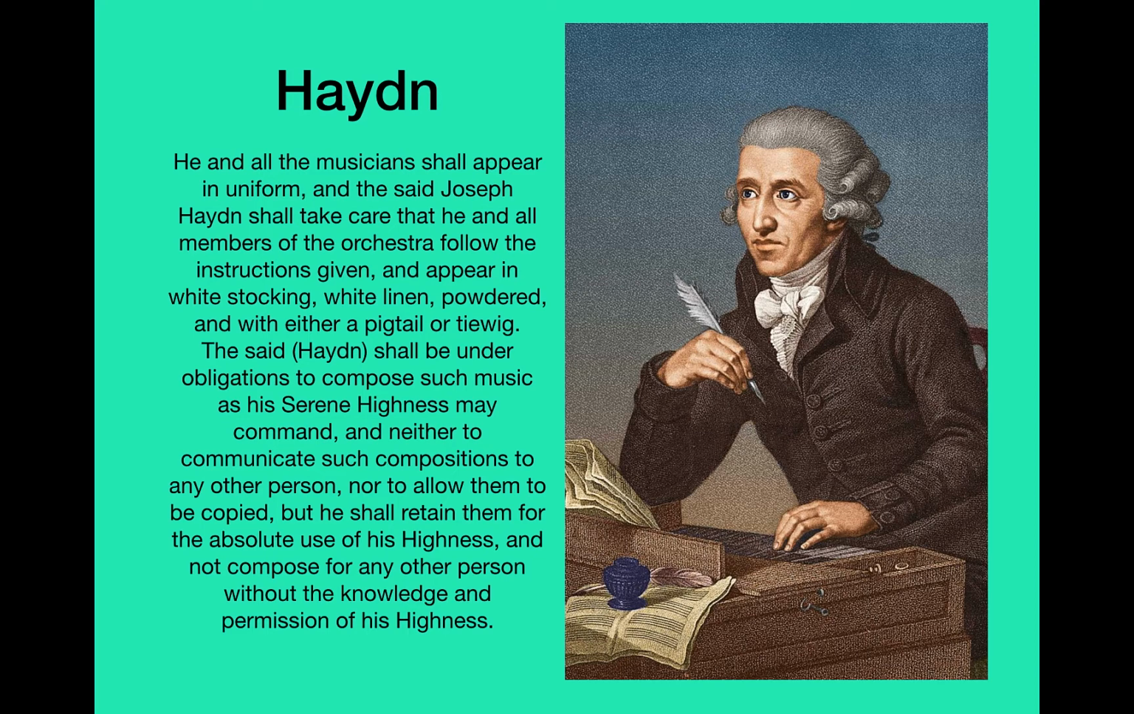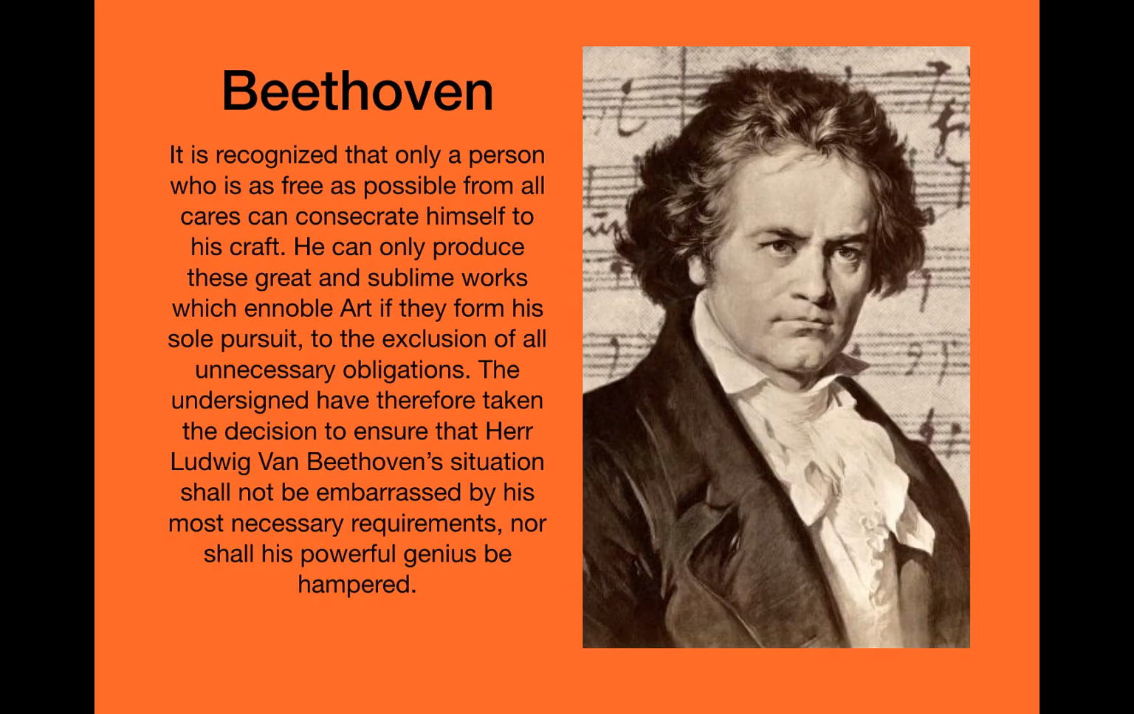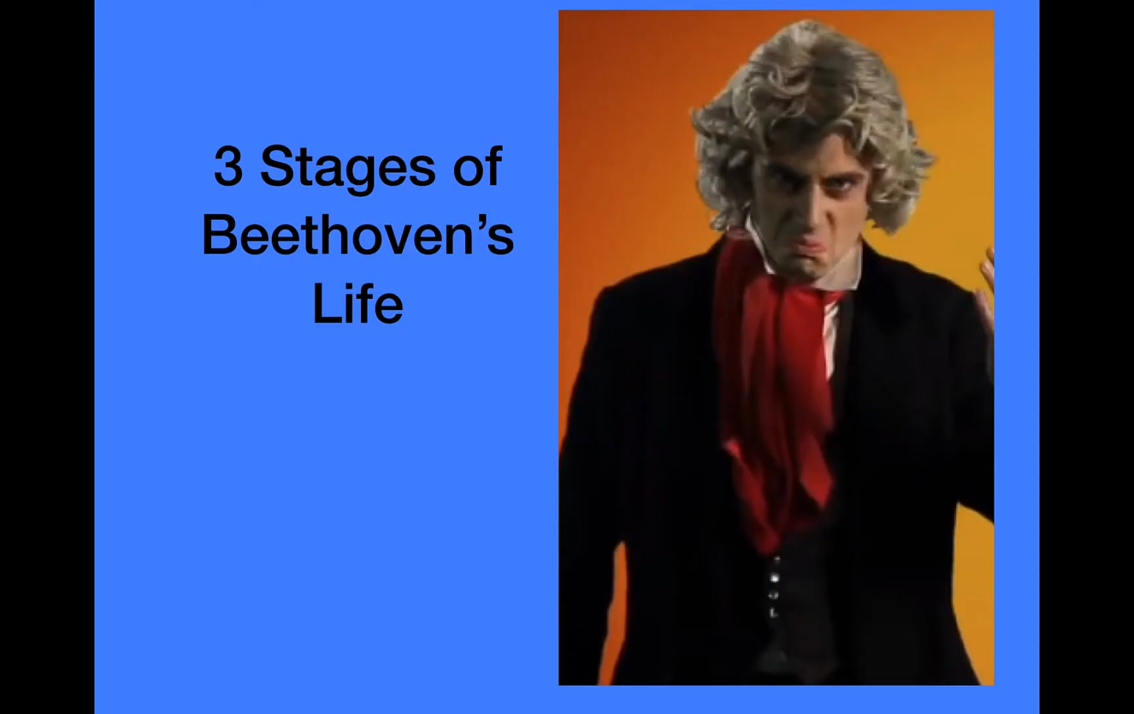Beethoven, on the other hand, said that he was just going to write music just to write music. Nobody was going to tell him what to do or how he was going to do it. Beethoven broke all traditional rules. Here's my Beethoven slide. You can take a look at what Beethoven says, where he establishes that an artist creates purely for art.